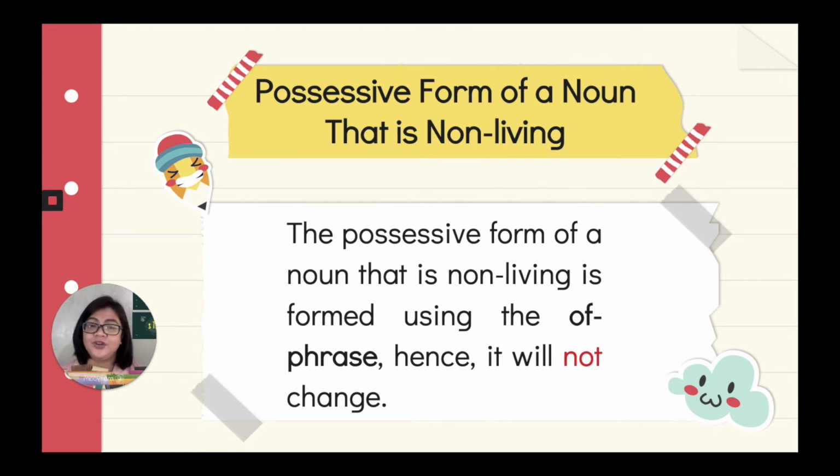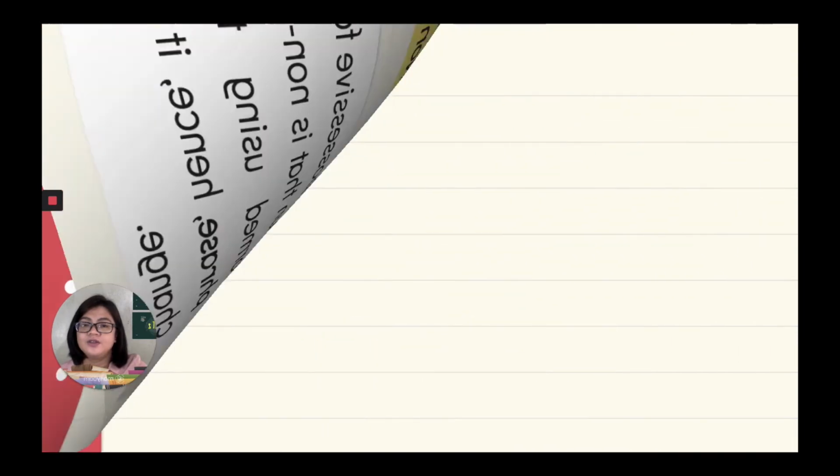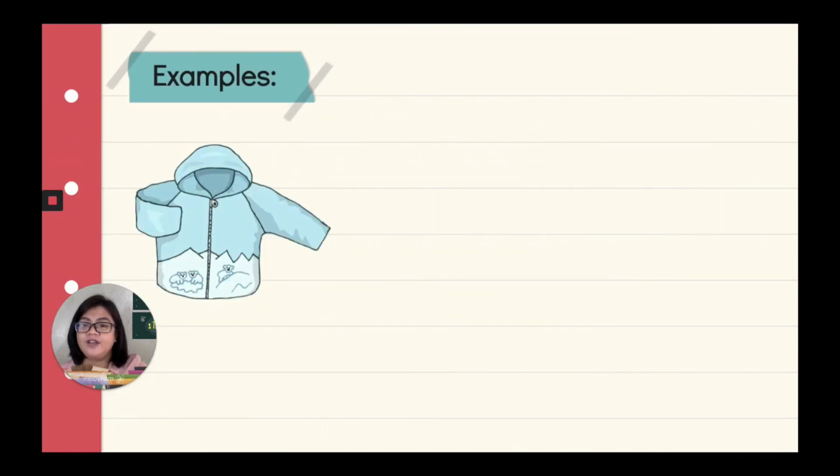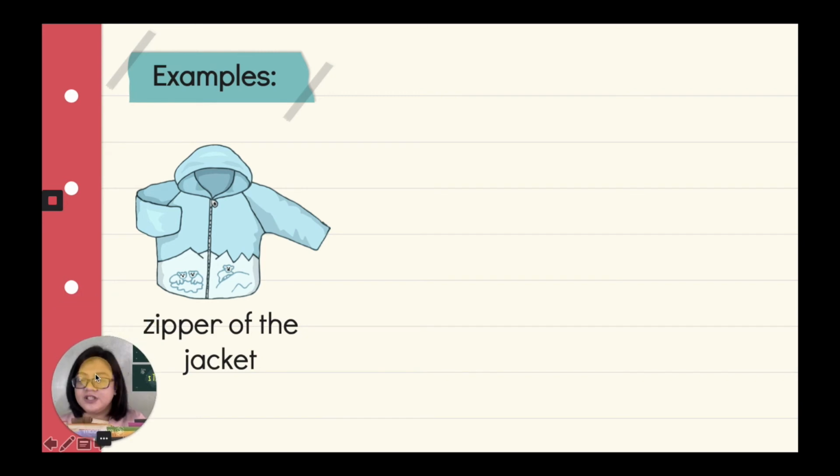Since non-living things are things that don't move, or don't talk, or don't live, of course they cannot own things because they are non-living things. They are the same as other things. So if you are given, for example, this jacket, and you're talking about the zipper of the jacket, then you will just say zipper of the jacket. You don't have to do anything, just say zipper of the jacket.